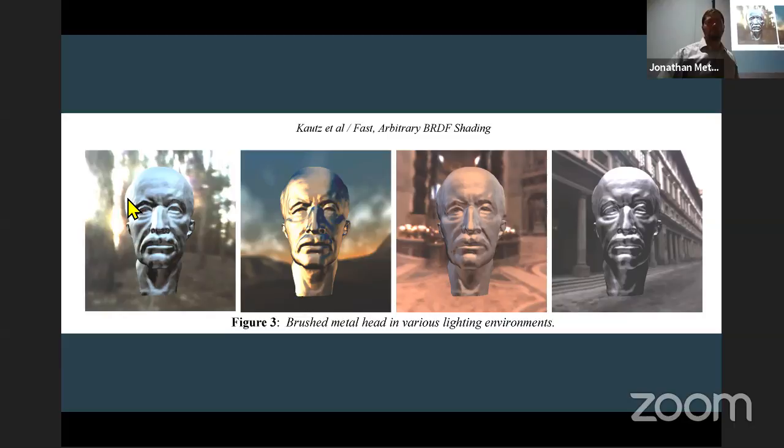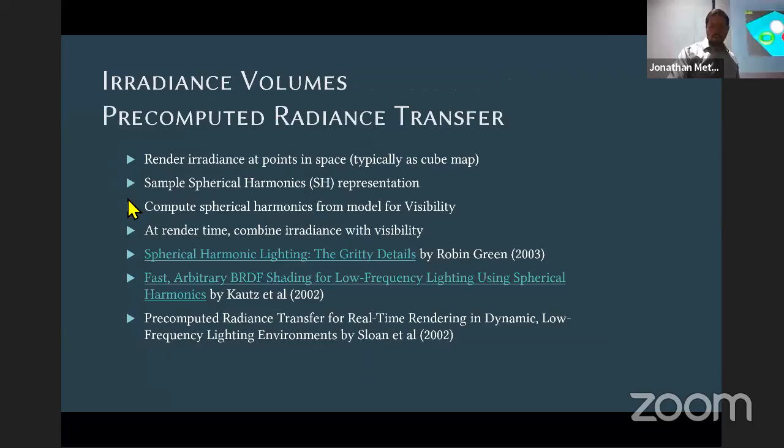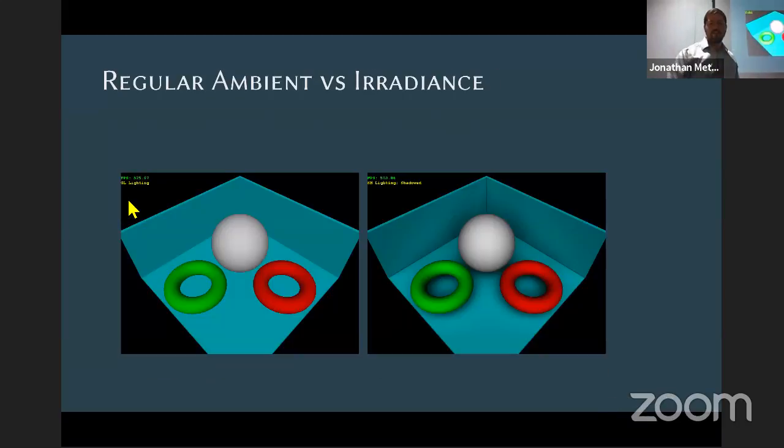It gets us a closer result than the other approach, which was to use a constant ambient value, which doesn't look very good, versus PRT. This allows you to get color bleeding and everything else that you'd really like to get.